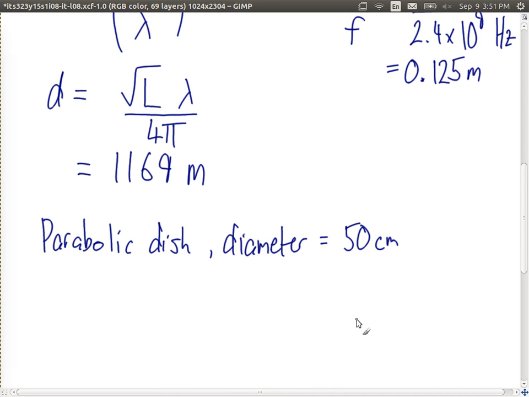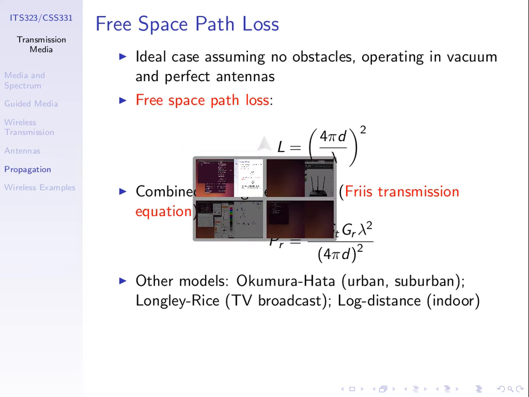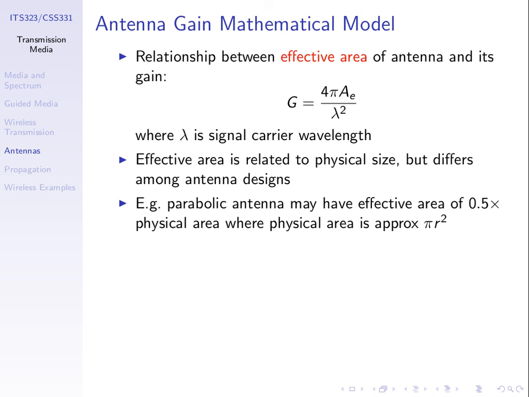If I know my dish is a diameter of 50 centimeters, what do I do next? What's the gain of that dish? We have a way to relate the antenna size, the frequency or wavelength, and the gain. Let's assume that we have our parabolic antenna. We know the radius is 25 centimeters. The diameter is 50 centimeters. Let's assume that it's a circle. It's not quite a circle, it's not a flat circle. But let's assume it's a circle, so the area is pi r squared. And let's assume, just for this calculation, the effective area is half of pi r squared. That would depend upon the actual design of the antenna, but it's a good assumption. Given that, we'll use this equation to find our antenna gain.